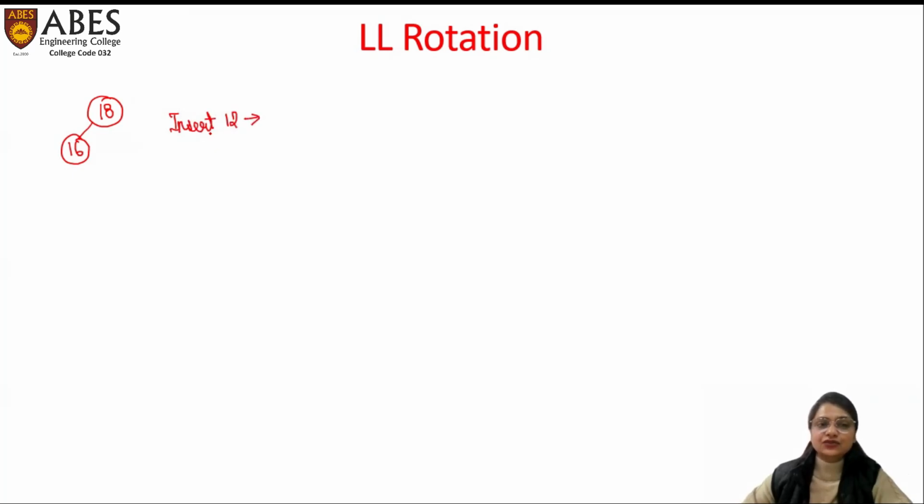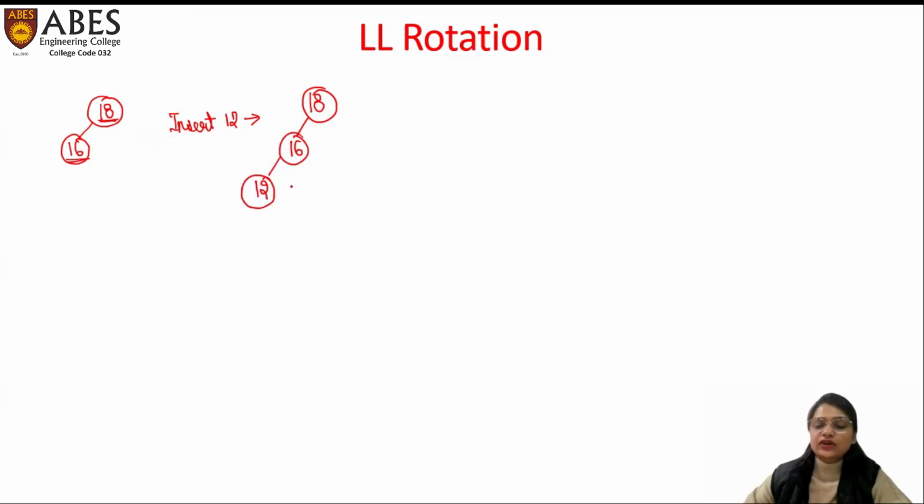As I know, AVL also follows the concept of a binary search tree in the case of insertion as well as deletion. For inserting the element 12, I have to compare it with 18. 12 is smaller, so 12 will go to the left side. Again, there is another node, which is 16. 12 is compared with 16 and it will be inserted as the left child of 16.